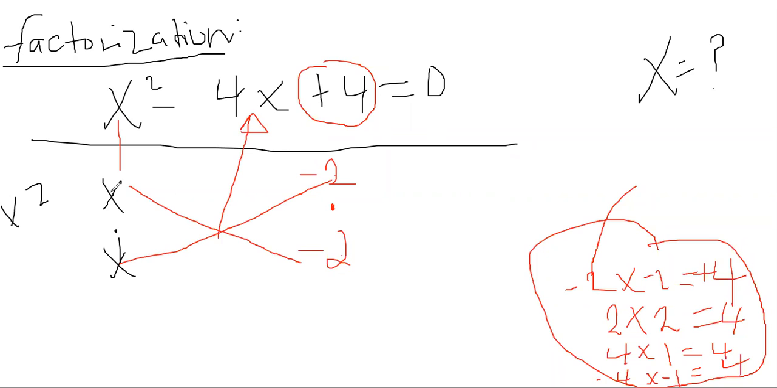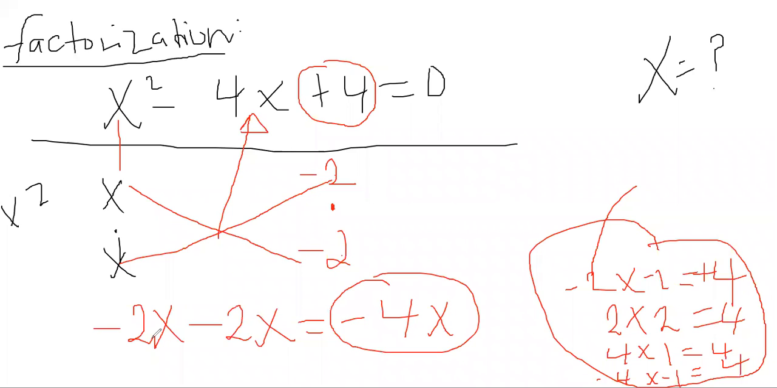So let's cross multiply this. The x times minus 2 will give you minus 2x. This times this will give you minus 2x. So minus 2x minus 2x will give you minus 4x. So then it's only minus 2 times minus 2. When we choose them and cross multiply with these ones, then we'll have minus 4x. So obviously minus 2 times minus 2 is the correct one.